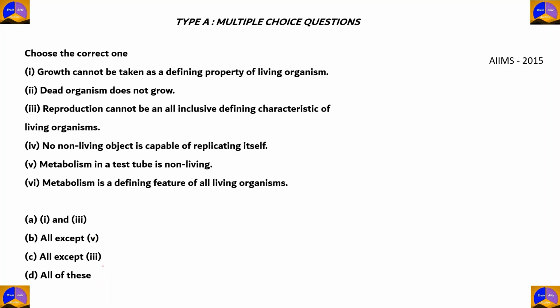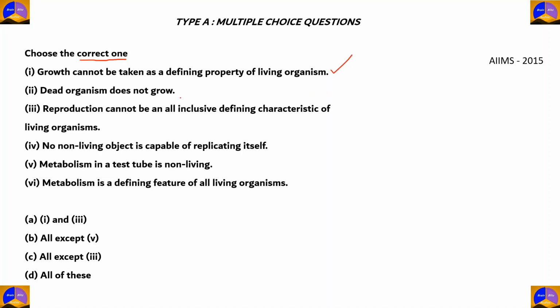Let's look at all of these statements one by one. Now, the thing to note here is that unlike the previous question, here we are asked to find the correct statements. Let's look at each statement. Growth cannot be taken as a defining property of a living organism. This is true since non-living things such as clouds or rocks, for example, also undergo growth. So the statement is correct.